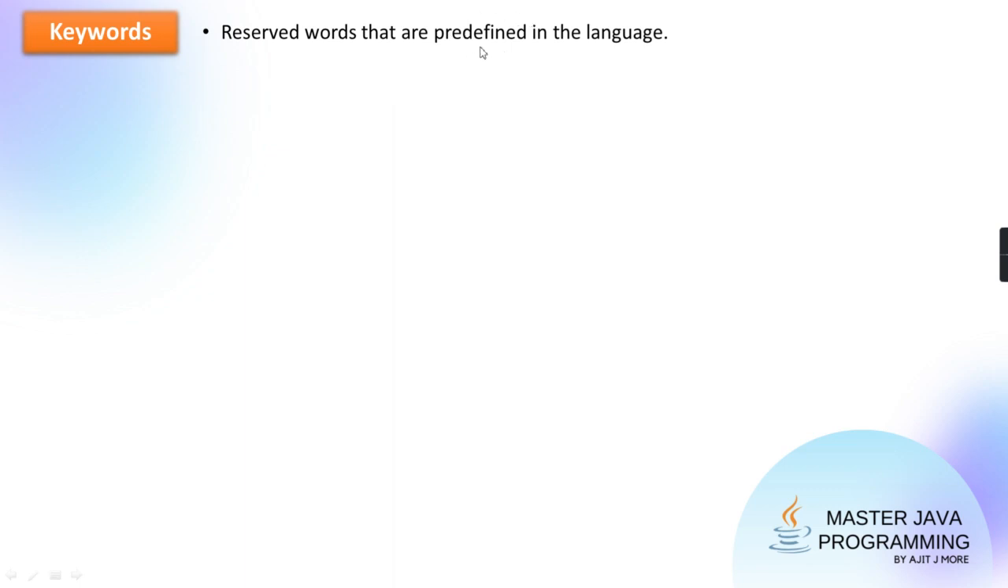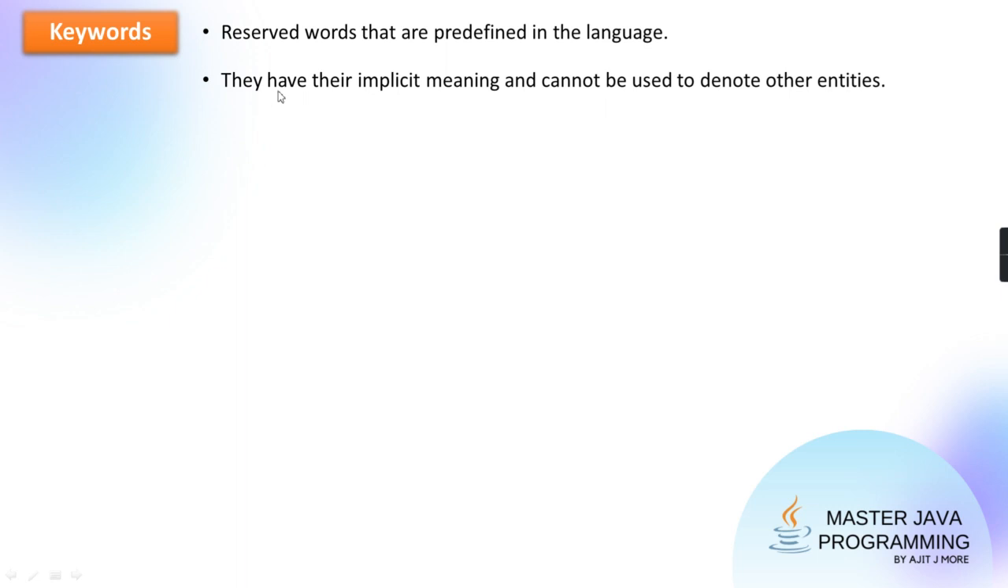Keywords are reserve words. They have their pre-decided meaning and you have to use them for that purpose. They have their implicit meaning. It is already told by the designer that if is to be used for condition checking, while is used for looping, int is to tell the data type, float is used to tell the data type. They have meaning and they cannot be used to denote any other entity. Means that the int word I cannot use for a variable, and I cannot use it for a function.